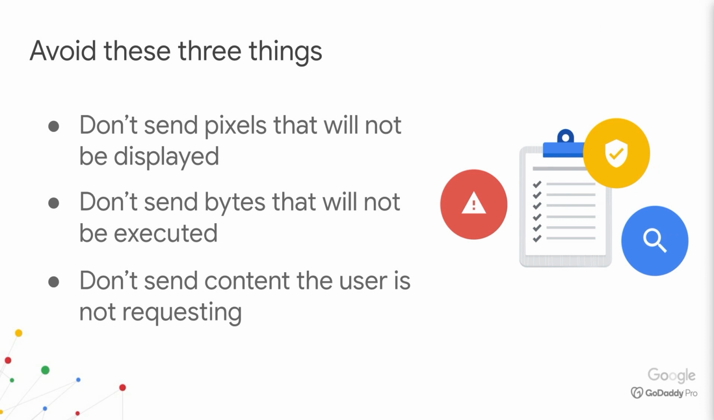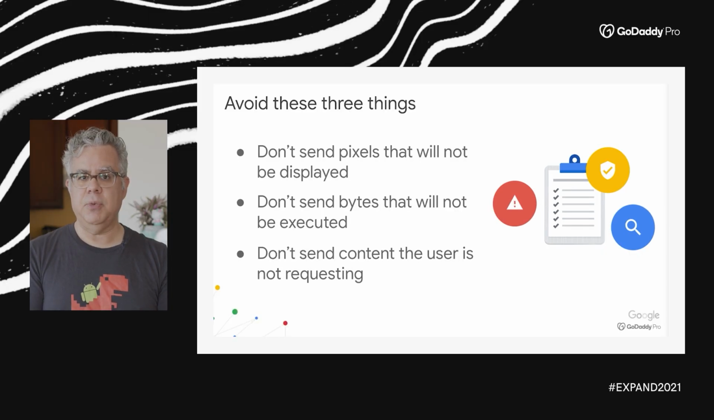So how do you improve your core vitals? Well, these are my 3 don'ts. Never send pixels that will not be displayed. Don't send bytes that are not going to be executed. And don't send content the user is not requesting. If you follow these guidelines, you can pretty much ignore everything else I had to tell you today.